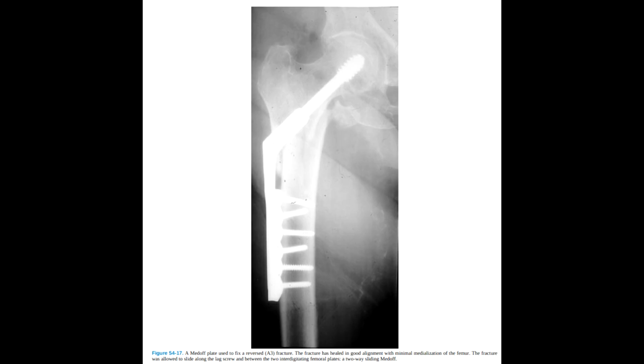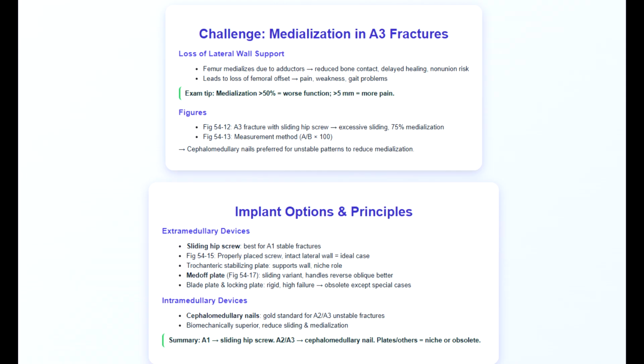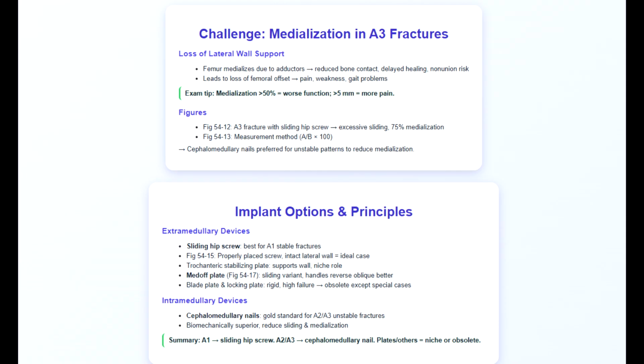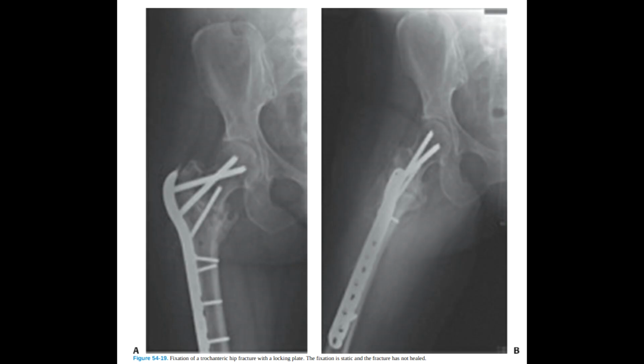For exams, just remember, the Medoff plate is a sliding variant that can handle reverse oblique fractures better than standard sliding hip screws. Other extramedullary options include the 95-degree condylar blade plate and the proximal femoral locking plate, shown in figures 54-18 and 54-19. Both of these provide rigid static fixation, which is problematic because they do not allow controlled collapse at the fracture site. As a result, they carry high failure rates and are not recommended for routine use. The locking plate may have a role in special situations, such as periprosthetic fractures or when anatomical reconstruction is required in younger patients, but not for standard trochanteric fractures.